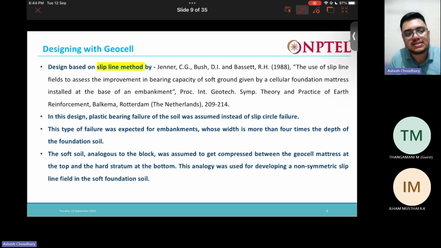But in this, it is a plastic bearing of the soil. So when the soil goes into the plastic state, the soil is not in an elastic state. It's completely in a plastic state. In that plastic equilibrium condition, we use that equilibrium condition to determine the stresses. All right, so this is the concept of the slip line. From there, we finally derive the slip line mathematically.